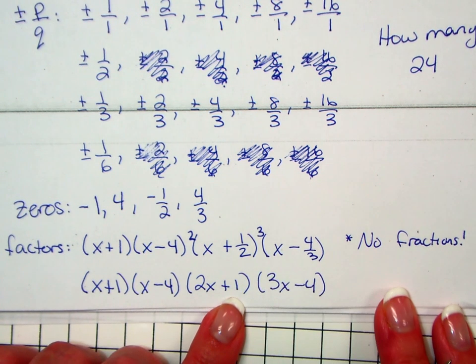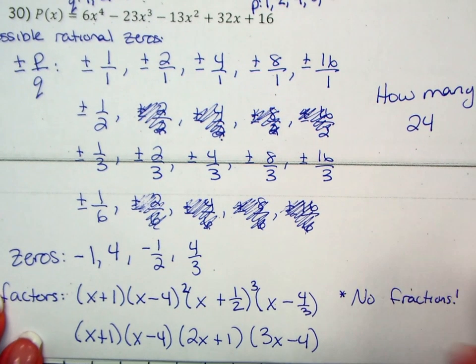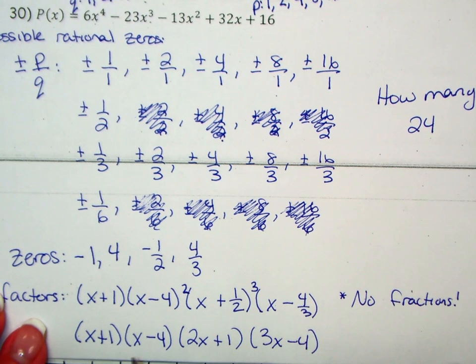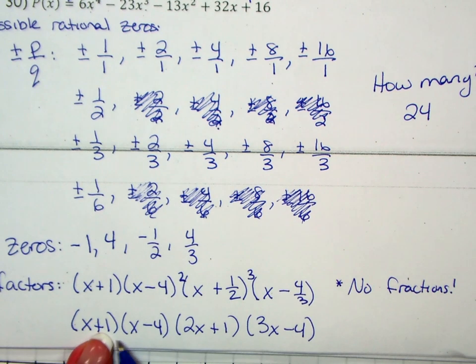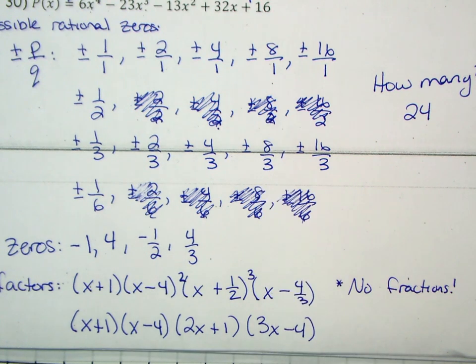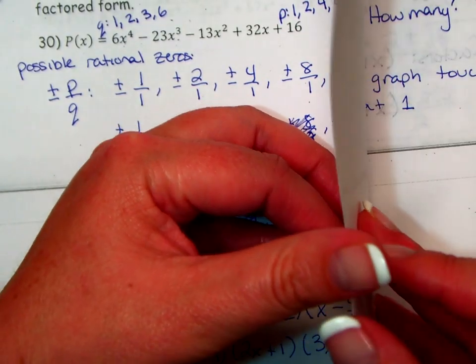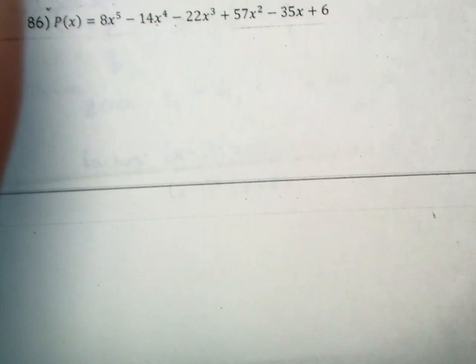And here are the factors. My 4th degree polynomial had 4 zeros. Here's all 4 factors. The leading coefficient, x times 2x times 3x, is 6x to the 4th. The constant, 1 times -4 times 1 times -4, is positive 16. So everything is lining up there. All right, here we go.